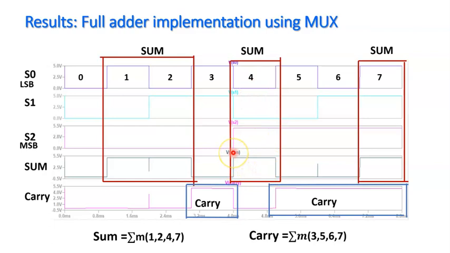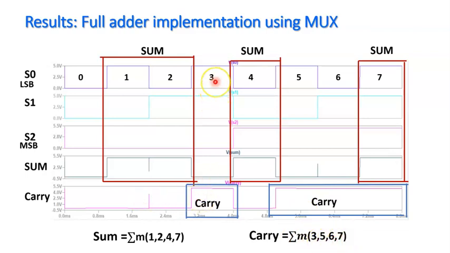So you can see this is the sum signal, this is the S2 signal, this is S1, and this is S0. And finally the 7, that means 1, 1, and 1. This is actually decimal 7. For that also I am getting the sum as a 1. So my truth table of the full adder is verified.